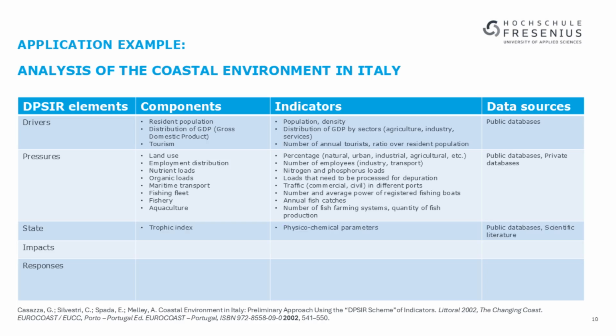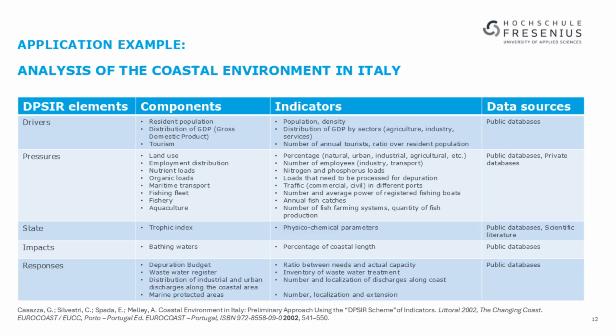For the state, physical-chemical parameters were used for the trophic index. The identified impact was mainly the quality or availability of bathing water. And for the responses, depuration budget, wastewater registers, distribution of discharges, and marine protected areas were addressed.